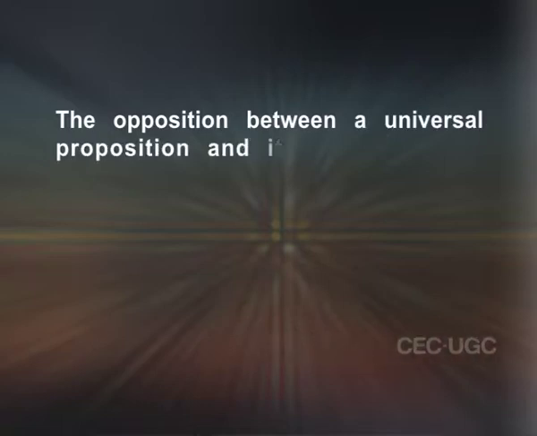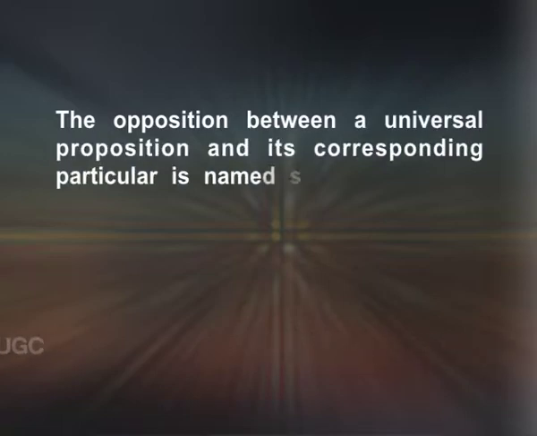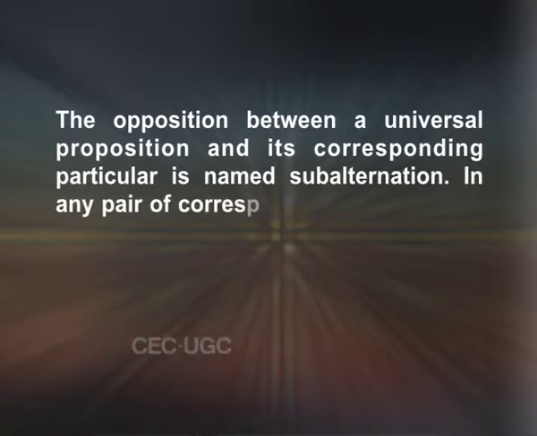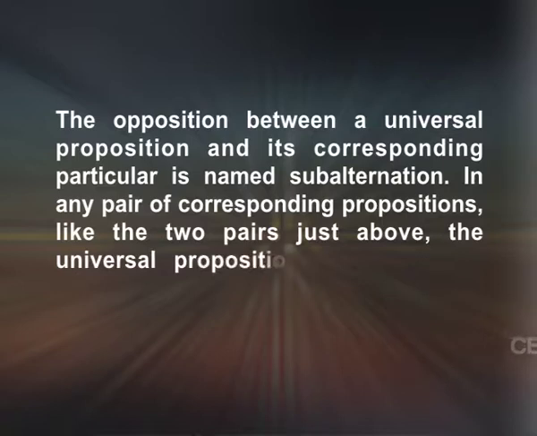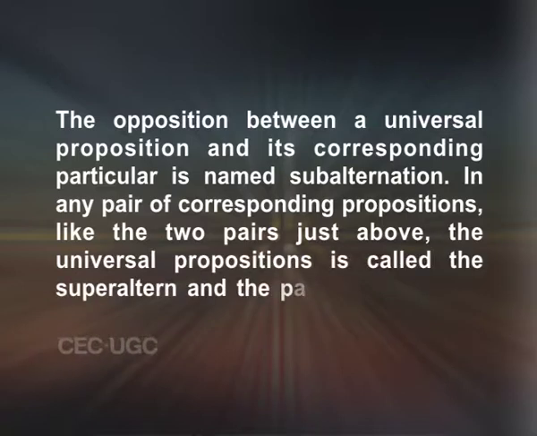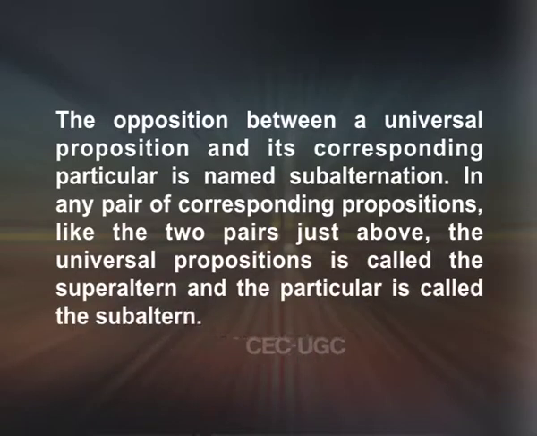In the case of corresponding propositions, no disagreement between the A and the I or between the E and the O propositions was implied. There is opposition nevertheless. The opposition between a universal proposition and its corresponding particular is named subalternation. In any pair of corresponding propositions, like the two pairs just above, the universal proposition is called the superaltern and the particular is called the subaltern.